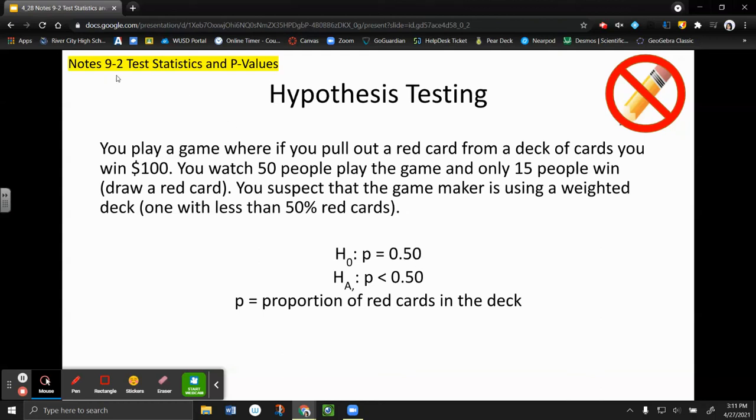All right, this is the video for Notes 9-2, Test Statistics and P-Values. So here's an example that we're going to work with in this lesson.